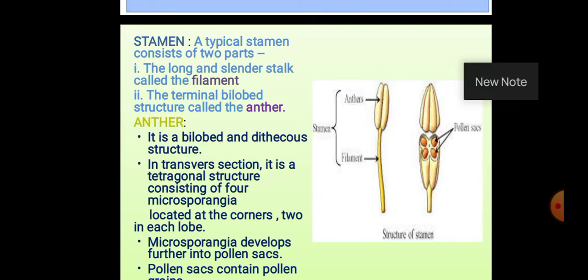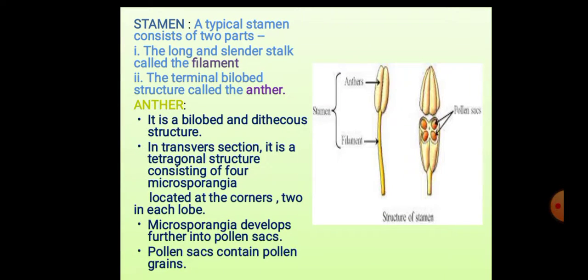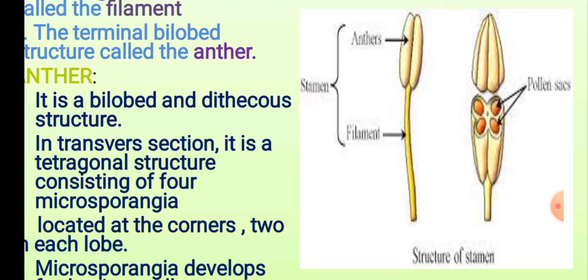In this picture you might have seen once again the stamen. How to understand stamen? A typical stamen consists of two parts: the long and slender stalk called the filament, and the terminal bilobed structure called the anther.